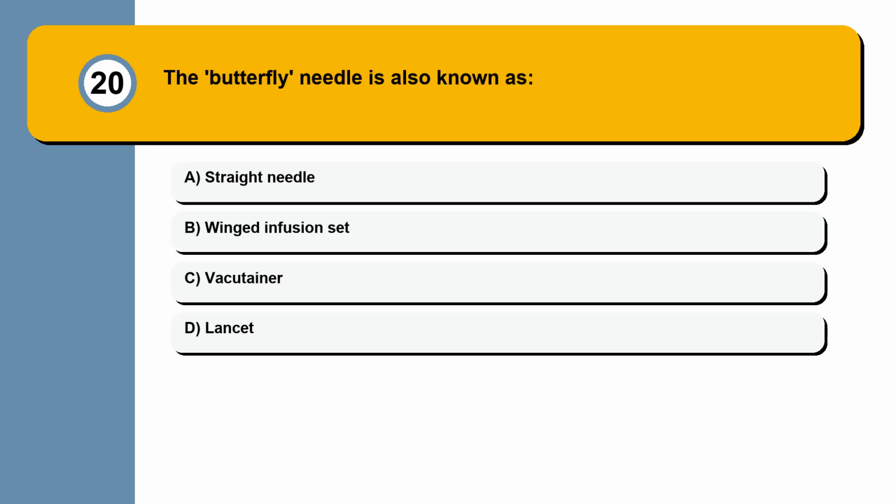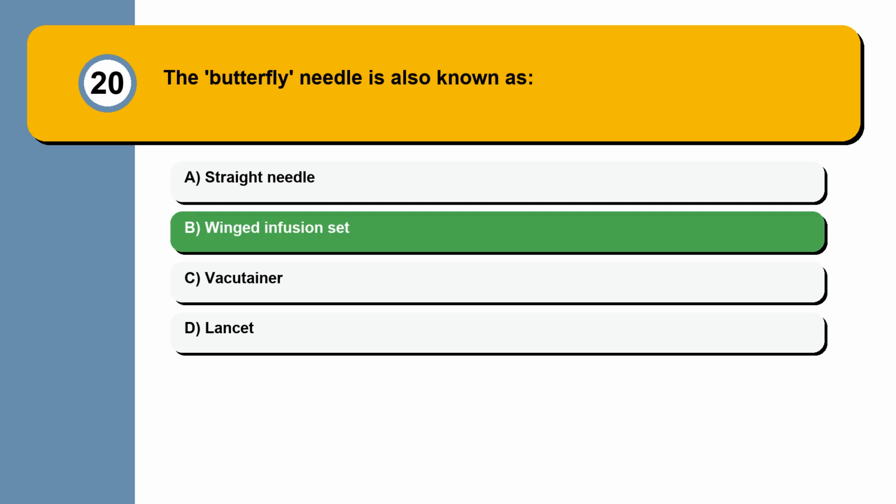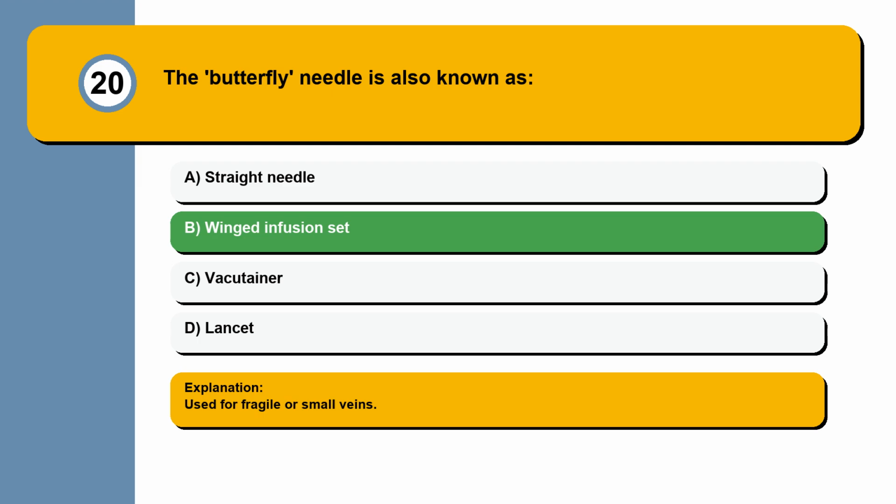Question 20. The butterfly needle is also known as straight needle, winged infusion set, vacutainer, lancet. Used for fragile or small veins.